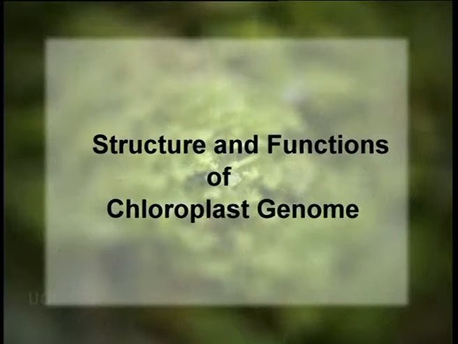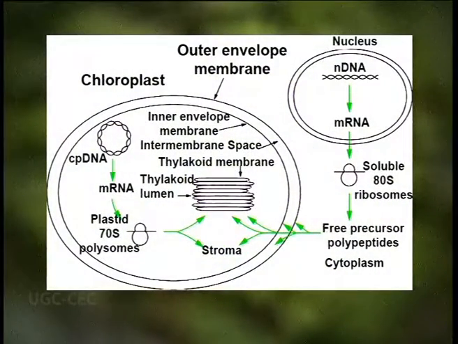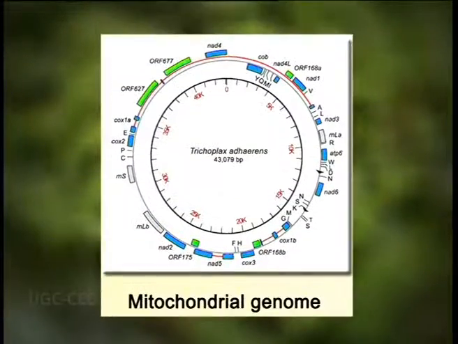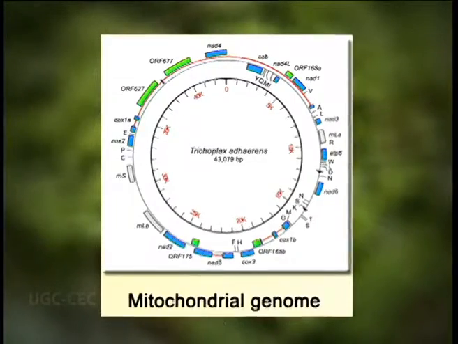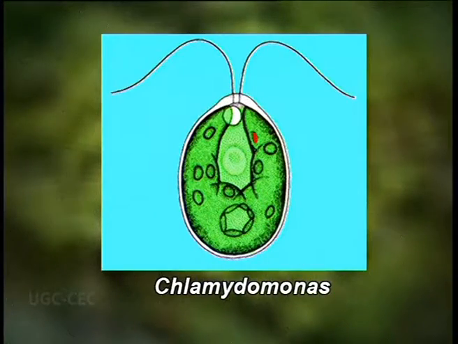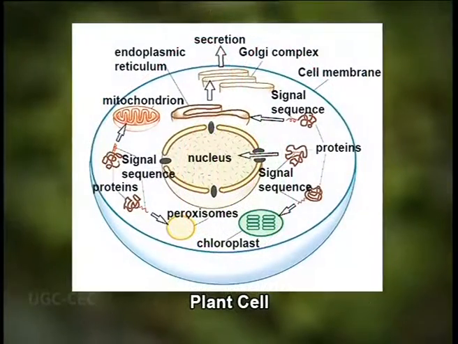Today we are here to discuss structure and functions of chloroplast genome. First, the introduction and brief history. Photosynthetic organisms contain independent chloroplast genomic DNA in addition to nuclear and mitochondrial genomes. Chloroplast is an essential cellular organelle found in the photosynthetic algae and plant cells.